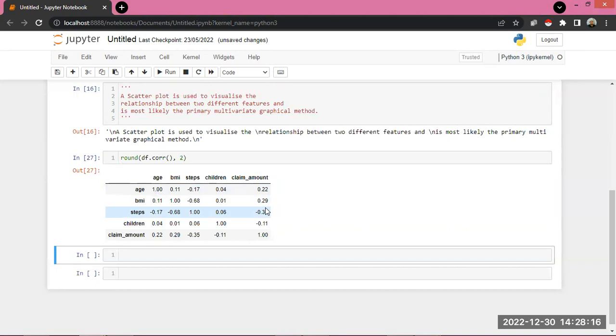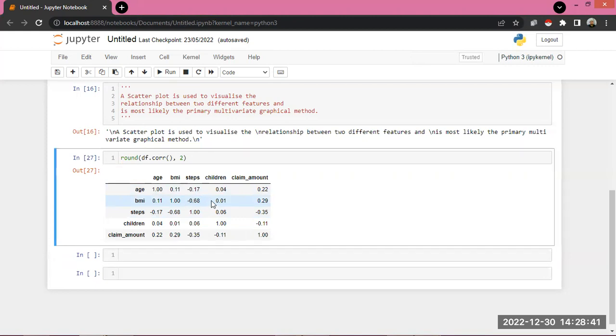So we have different types of relationship status. We have positive strong correlation. Then we have positive weak correlation. We have negative strong correlation and negative low correlation. Okay, so when we talk about negative low correlation, we can see something like -0.68. It's a negative figure and it's really low. It's far from 1, right?